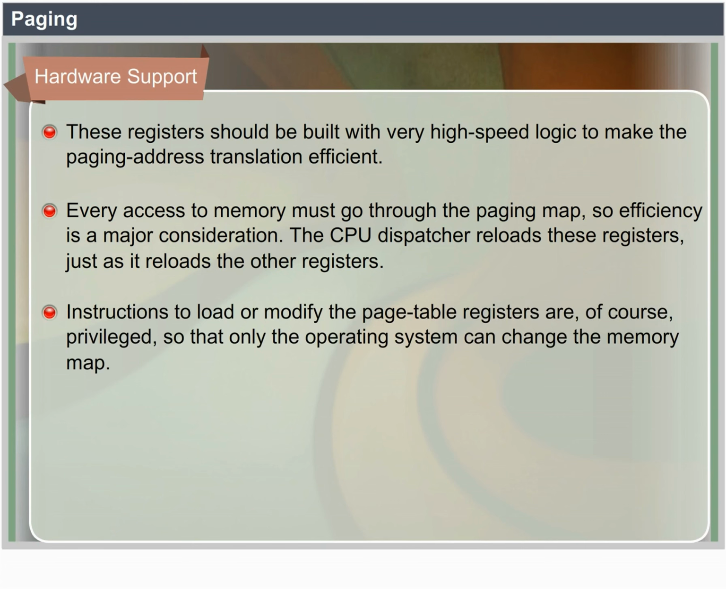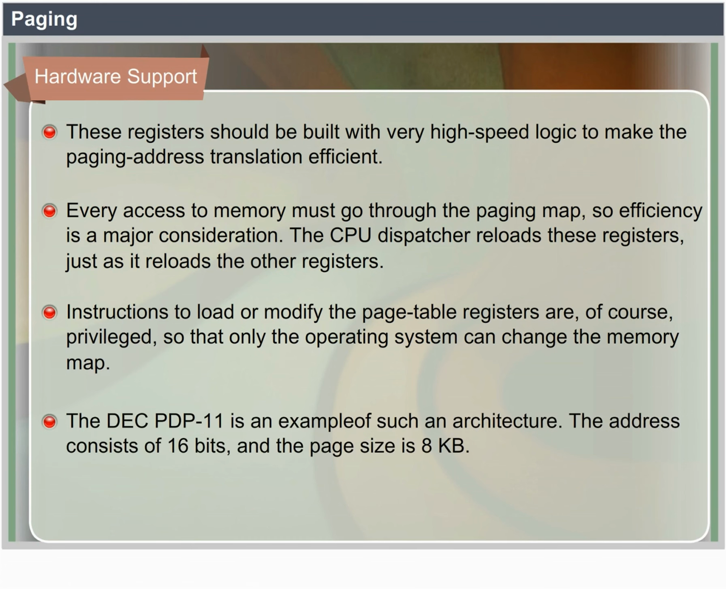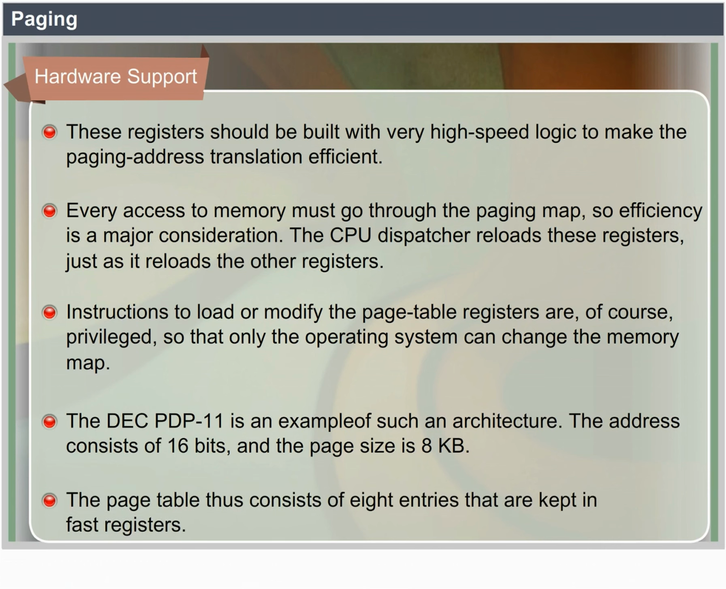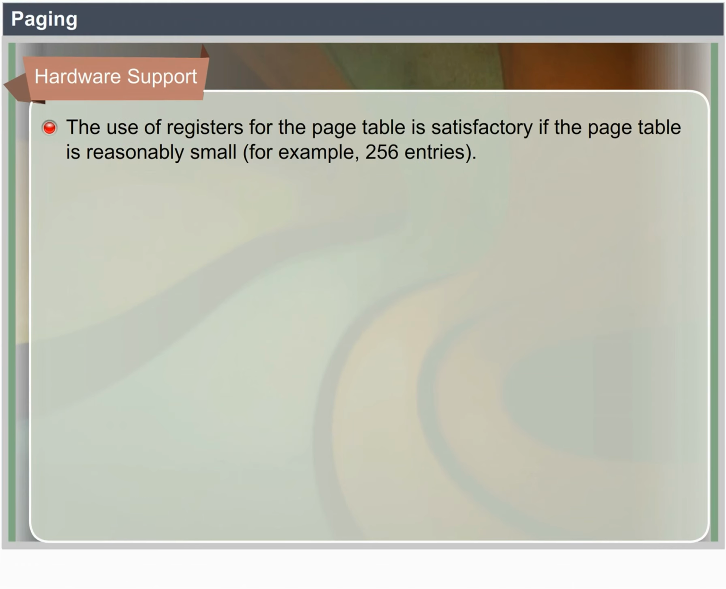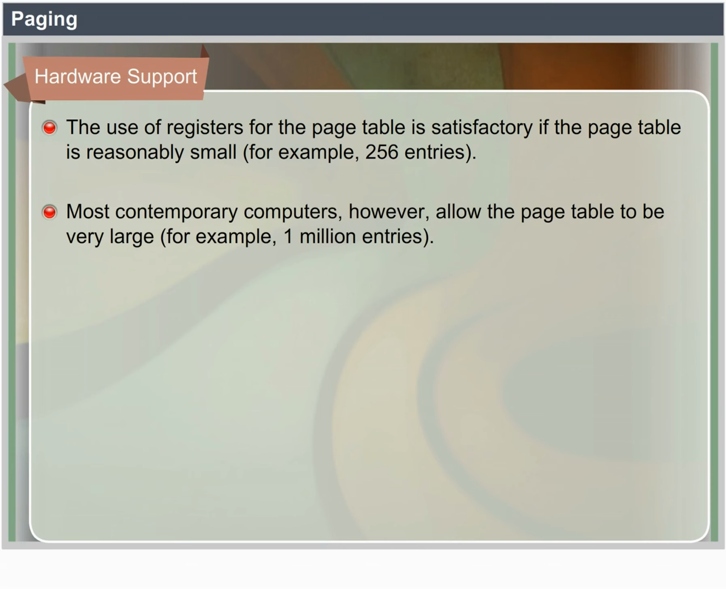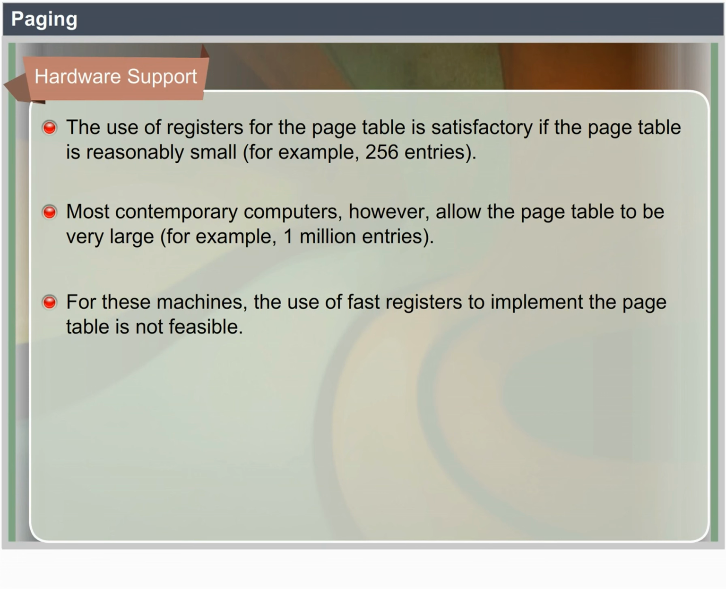The DEC PDP-11 is an example of such an architecture. The address consists of 16 bits and the page size is 8 KB. The page table thus consists of 8 entries that are kept in fast registers. The use of registers for the page table is satisfactory if the page table is reasonably small, for example, 256 entries. Most contemporary computers, however, allow the page table to be very large, for example, 1 million entries. For these machines, the use of fast registers to implement the page table is not feasible.